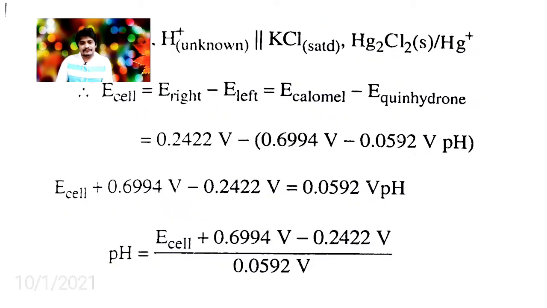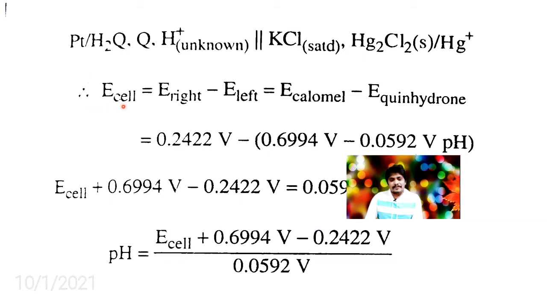Next slide. So what is EMF? EMF equals E right minus E left. That is, E right is the electrode potential of the electrode acting as cathode, minus the electrode potential of the electrode acting as anode. The electrode acting as cathode, as we already discussed, is the calomel electrode, E calomel, minus the electrode potential of the electrode acting as anode. Whenever the coupling between the calomel electrode and the quinhydron electrode is made, the quinhydron electrode is acting as anode and undergoing oxidation.